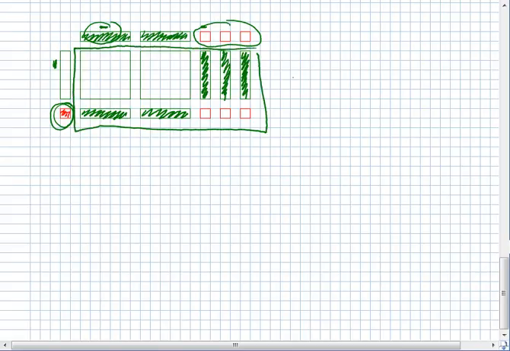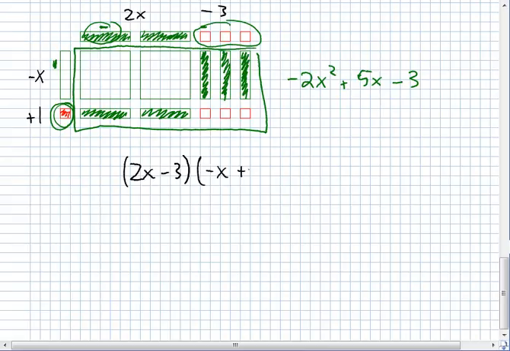So that is, I have 2 negative x squared, so negative 2x squared. I have 1, 2, 3, 4, 5 x's, and I have 3 negative 1s, so minus 3. Hopefully that's what you got as well. Here's the statement that we write for this. On top here, this is 2x minus 3, and over on the left, it's negative x plus 1. So 2x minus 3 times negative x plus 1.